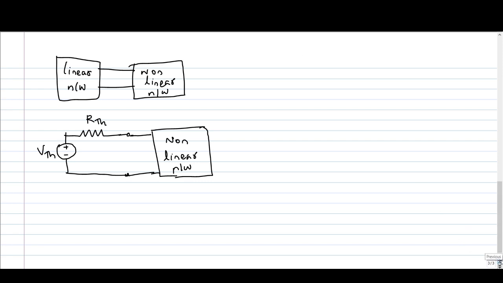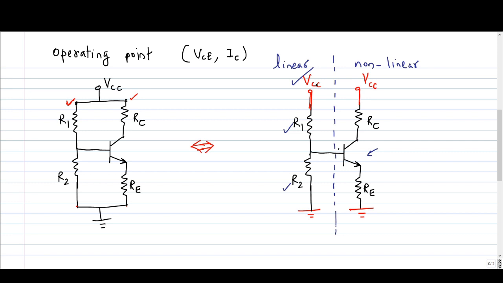So this is our original network. This linear part will be replaced by its Thevenin equivalent. So what will be VTH, Thevenin equivalent voltage? That is the open circuit voltage seen from these terminals. One terminal is this one, the other terminal is common ground. So the open circuit voltage seen at this terminal is the VTH value. So what is VTH here? So let me copy this.